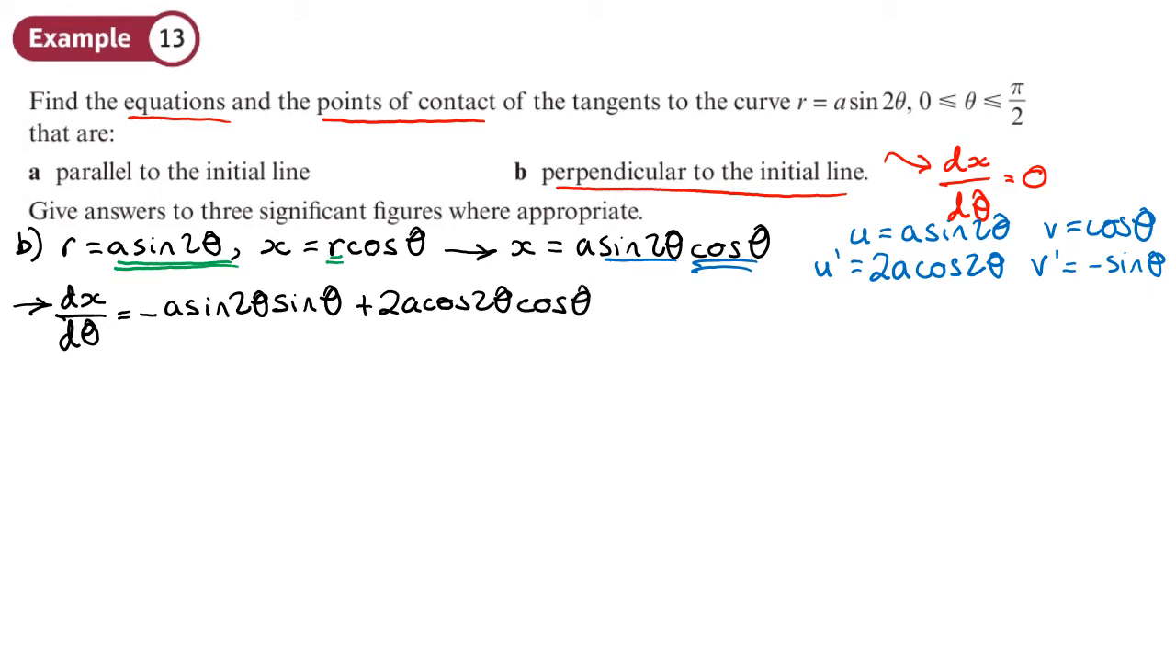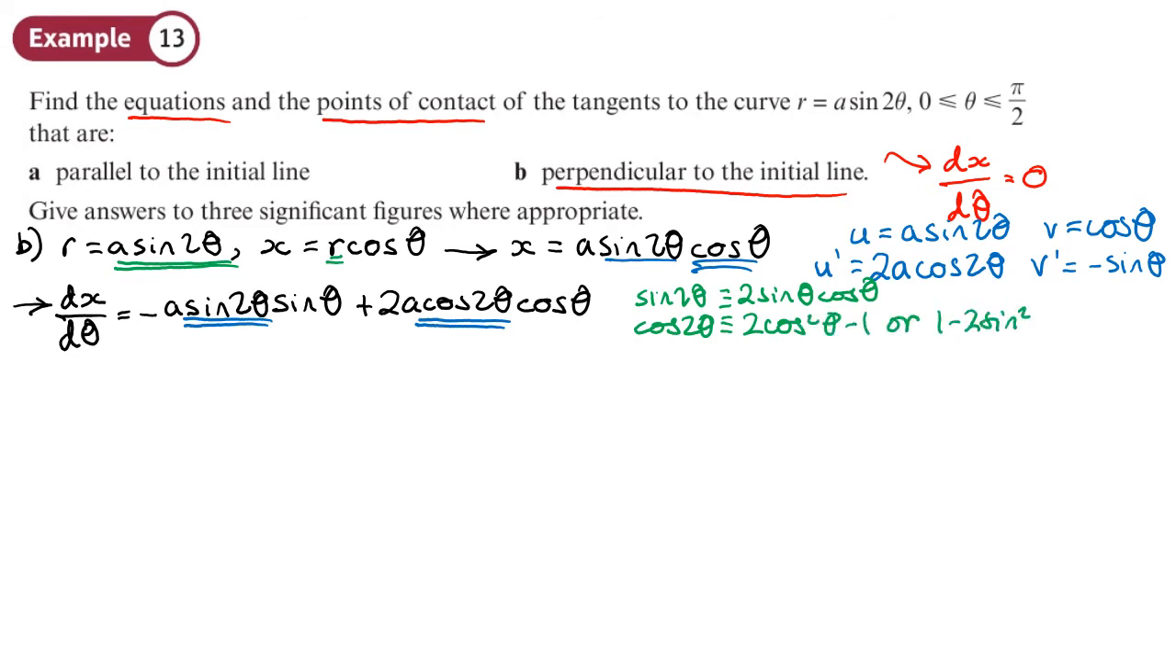Now we need to change the sine 2 theta and the cos 2 theta. Now the sine 2 theta, we have no choice. Sine 2 theta, the only identity we've got is 2 sine theta cos theta. However, with the cos 2 theta, we have 3 choices: 2 cos squared theta minus 1, or 1 minus 2 sine squared theta, or cos squared theta minus sine squared theta. So which one do we choose?